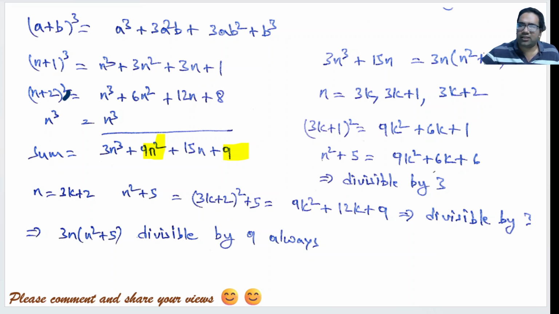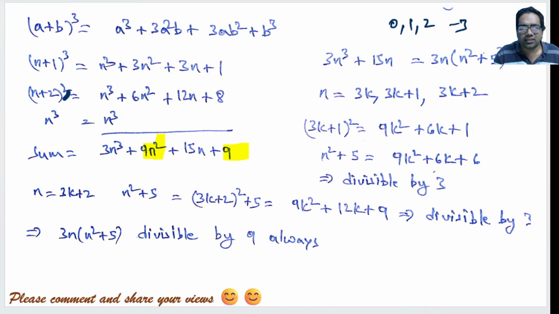Now n can be any number. n can be 1, 2, 3, 4, 5, 6, 7, 8, whatever. Any number, whatever number you take, when divided by 3, will leave remainder 0 or remainder 1 or remainder 2. Remainder 3 is not possible.